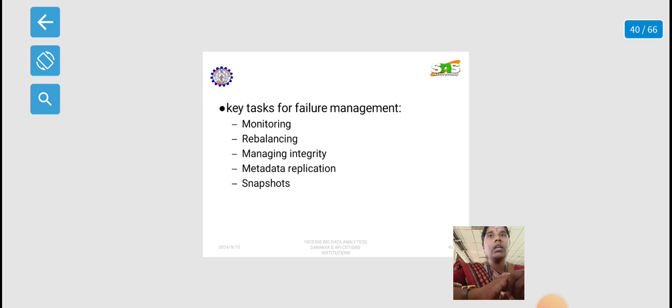The first one is monitoring. Monitoring is the continuous heartbeat communication from the data nodes to the name node. If the heartbeat is not heard by the name node, the data node is considered to have failed and is no longer available. In this case, a replica is employed to replace the failed node, and a change is made to the replication scheme.